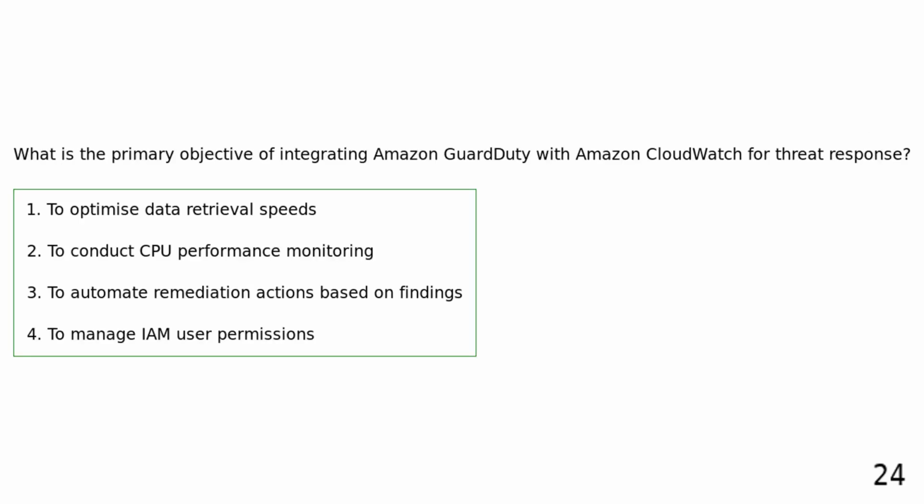What is the primary objective of integrating Amazon GuardDuty with Amazon CloudWatch for threat response? To optimize data retrieval speeds. To conduct CPU performance monitoring. To automate remediation actions based on findings. To manage IAM user permissions.